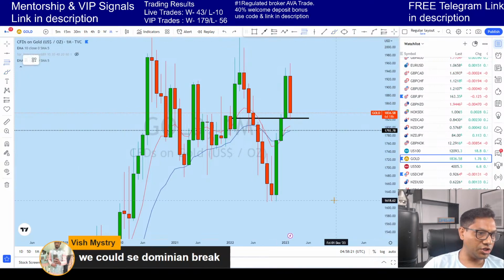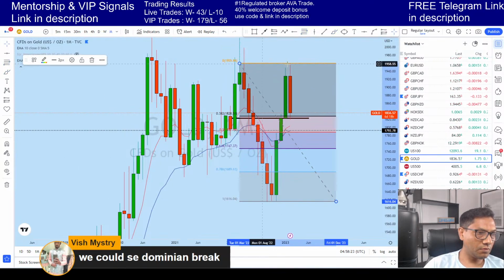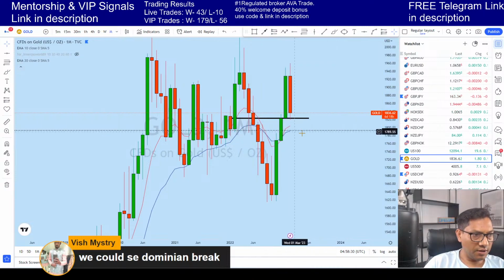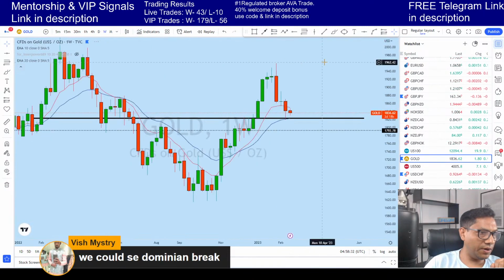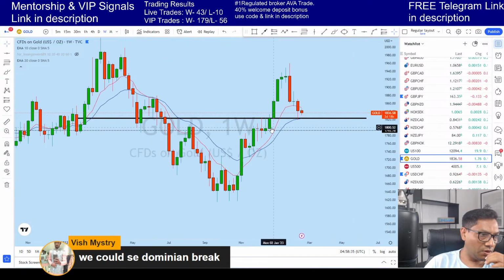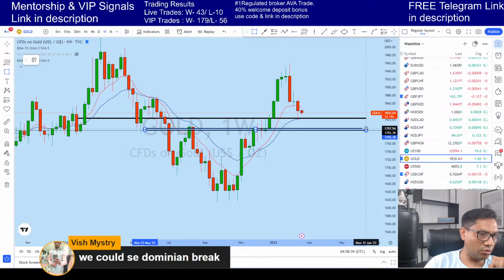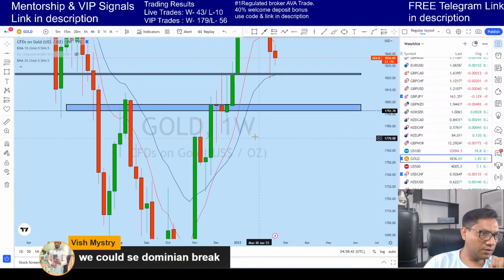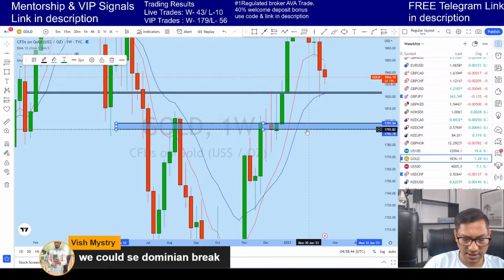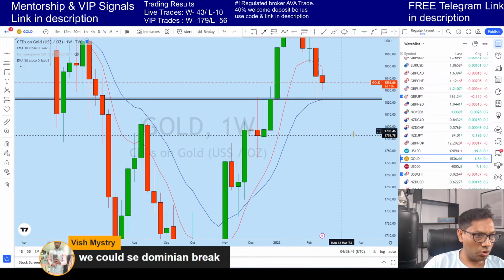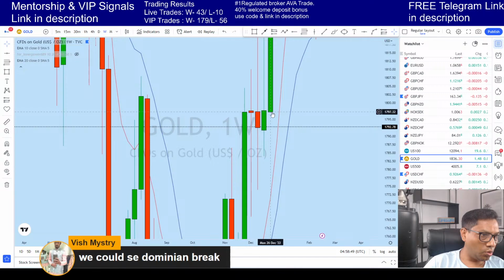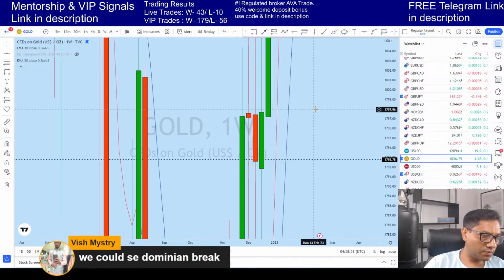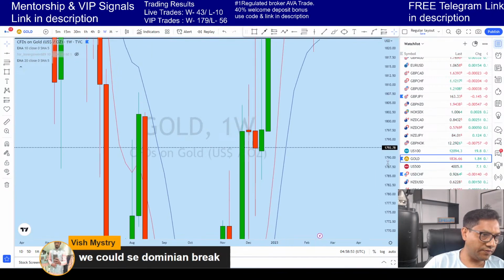If we take our Fibonacci for this move, we see that this is where the 50% Fibonacci level on gold is, which is also aligning with the monthly 20 EMA on the monthly perspective. It is also a very important liquidity zone, with a couple of weekly doji candles here and one more here, which is very important.